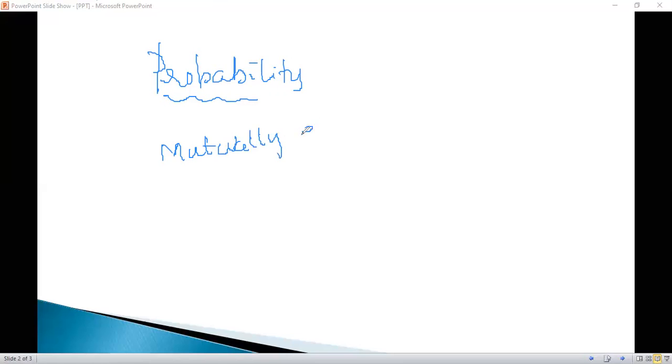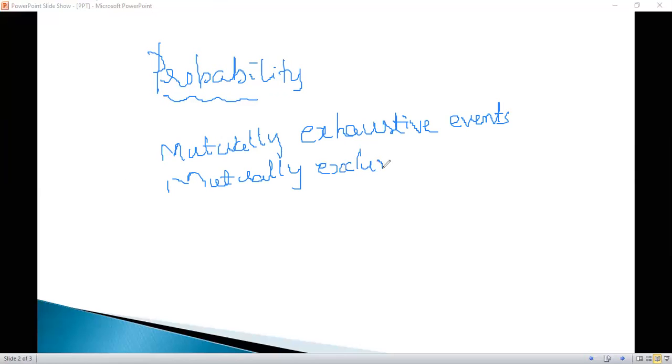After that, we have discussed mutually exhaustive events and mutually exclusive events. We have discussed the definitions of these two and the properties related to mutually exhaustive and mutually exclusive events, and we have discussed problems based on probability. So these are the few topics we have discussed in our GATE classes.